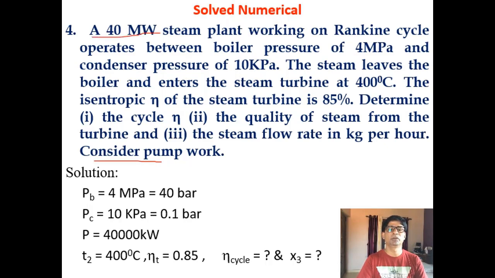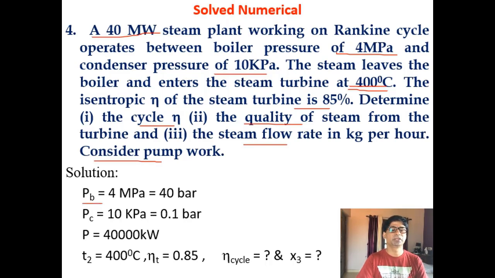So the capacity of the power plant is given as 40 megawatt, and it is working on Rankine cycle between boiler pressure of 4 megapascal, so 4 into 10 to the power 6 pascal or 40 bar, and 10 kilopascal is the condenser pressure, 0.1 bar. The steam enters the turbine at 400 degrees Celsius. The isentropic efficiency of the turbine is 85%. In the previous problem we calculated the isentropic efficiency, but in this problem it is given. You are supposed to calculate cycle efficiency, the quality of steam from the turbine, that is X3, and the steam flow rate in kg per hour. You have to consider the pump work also.